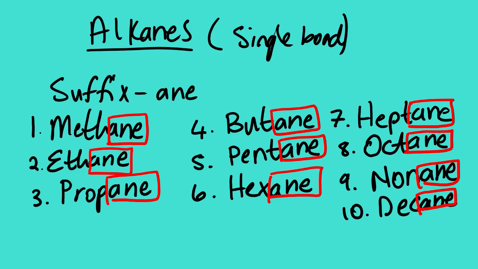Number 1 is methane. 2 is ethane. 3 is propane. 4 is butane. 5 is pentane. 6 is hexane. 7 is heptane. 8 is octane. 9 is nonane. 10 is decane. If you watch the lesson video on the next homologous series, which is alkenes, you will actually see the difference.